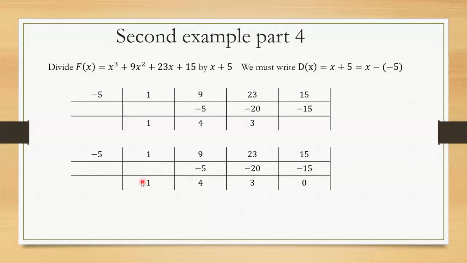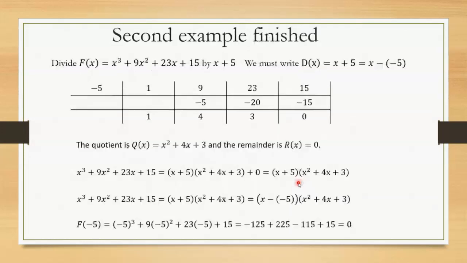Okay, so we have all this. What does this tell us? Well, for one, it tells us that the quotient is going to be 1 degree less. So it's x squared plus 4x plus 3. And notice here, our remainder is 0. So from the division algorithm, we have quotient, remainder, and we can write it this way. Again, the remainder is 0, so this is our remainder.